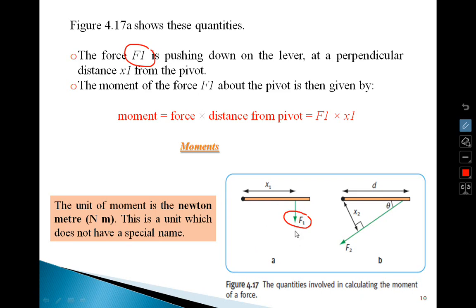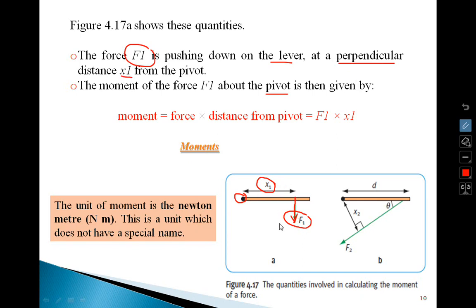As we can see here in figure 17a, the force F is pushing where? Down on the lever. So the perpendicular distance here is x1. The distance from the pivot, this is the pivot here, until the F is known as x1, which is the perpendicular distance.